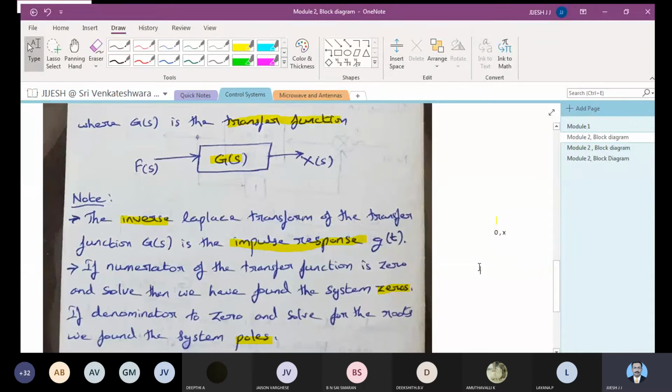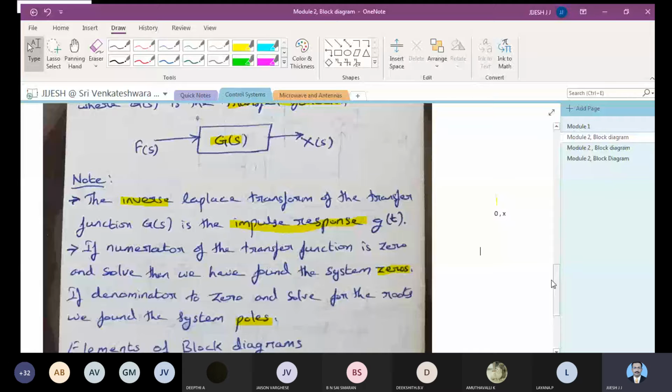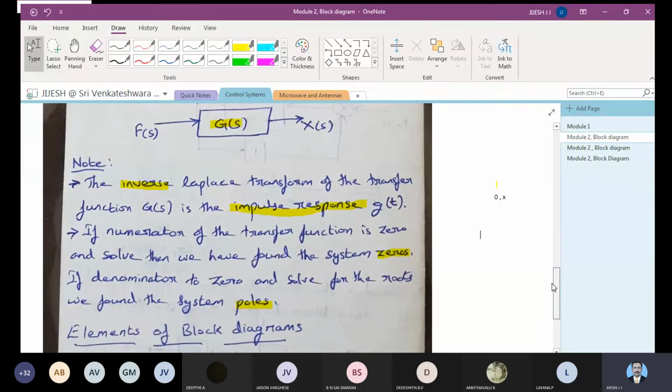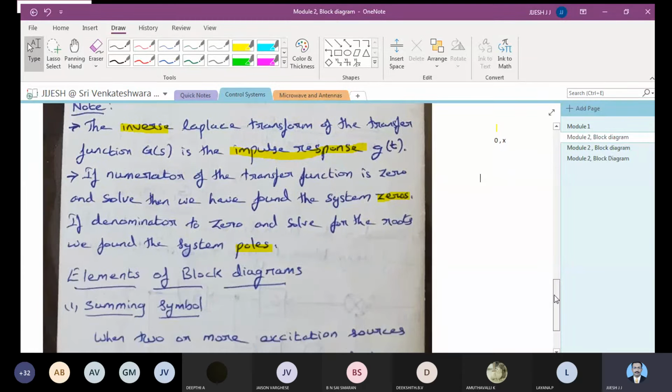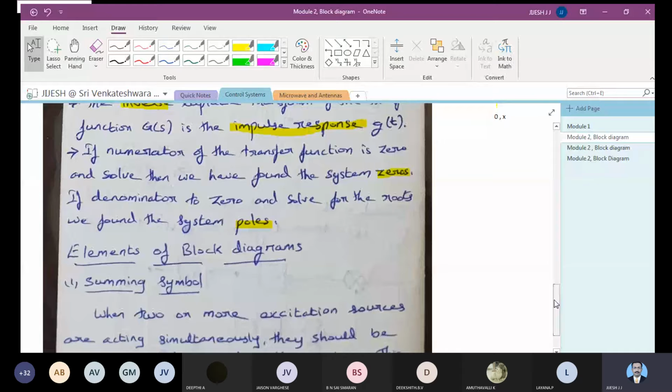So these notes you can just write down. From here onwards, it's very important: elements of block diagram. We'll be studying many symbols here, and each symbol is very important. You should understand this carefully if you really want to solve block diagrams. Each point, whatever terms we use, has to be taken care of properly. So let us discuss all those things.